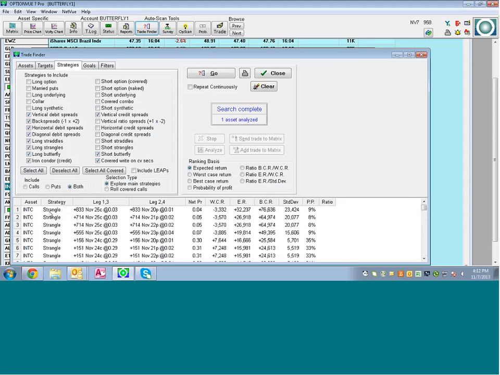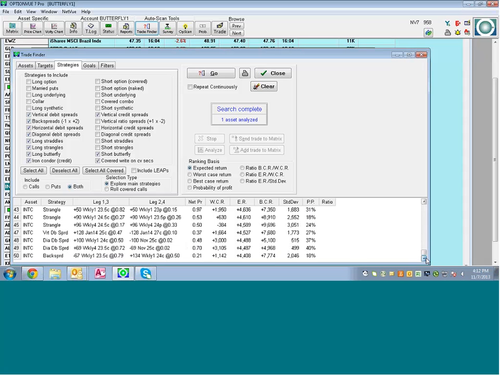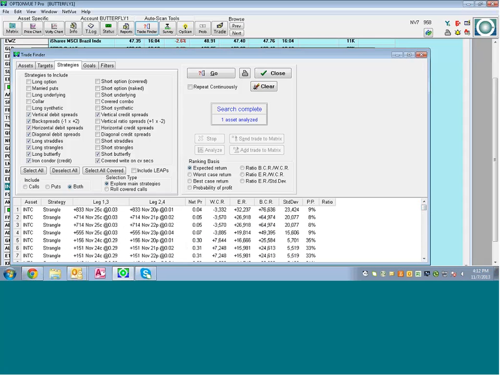The top several trades seem to be strangles, then a vertical debit spread, more strangles, a diagonal debit, more strangles, a vertical debit, more strangles, and that's pretty much it. Vertical debit, diagonal debit, back spread. So now let me read this across.